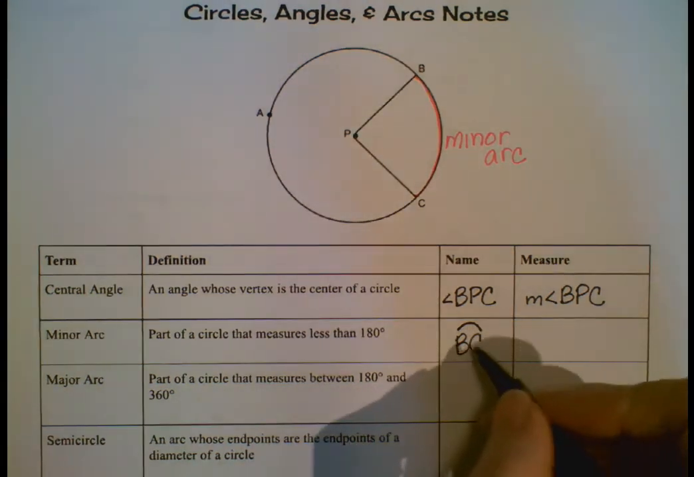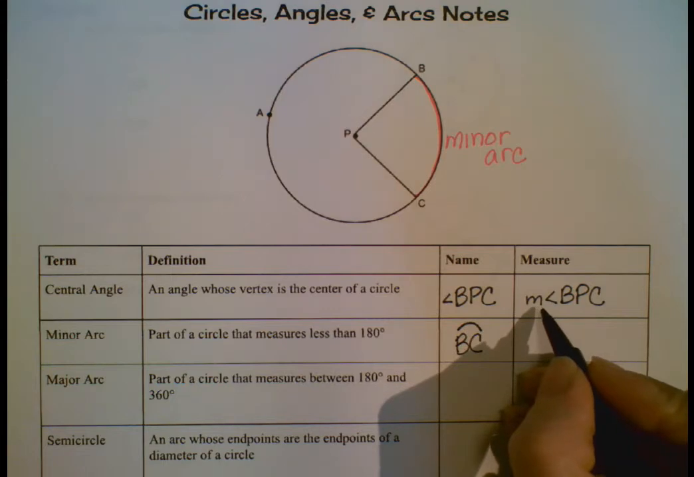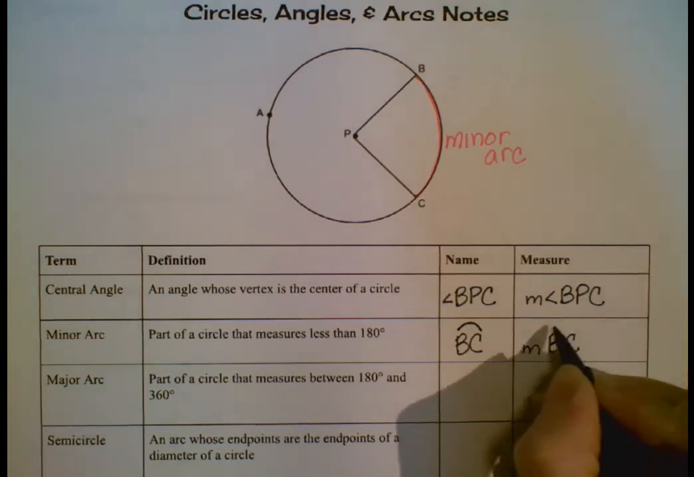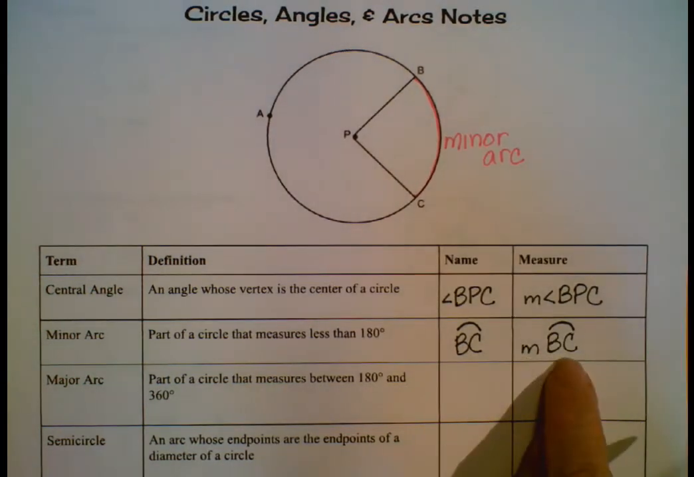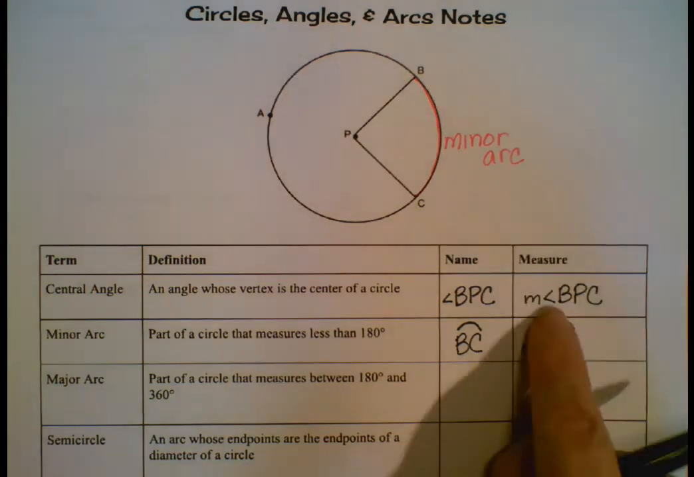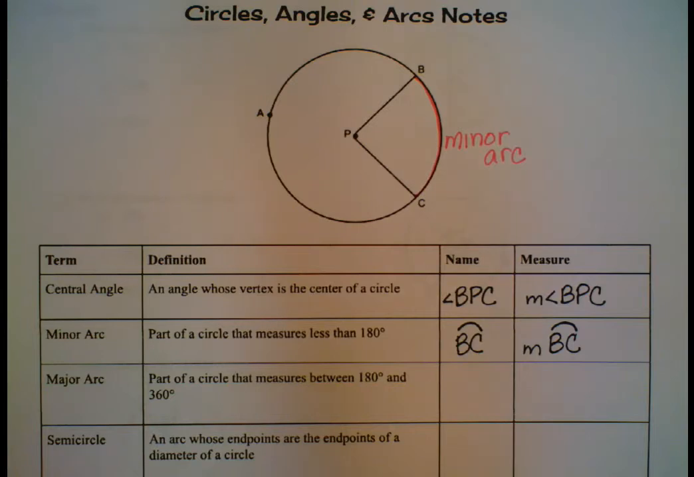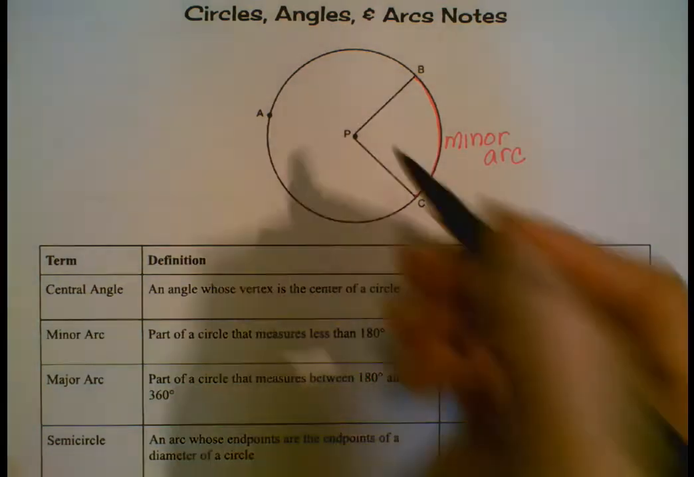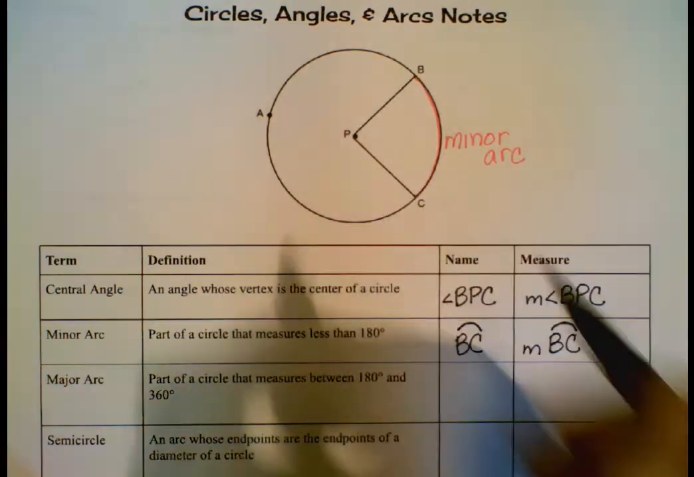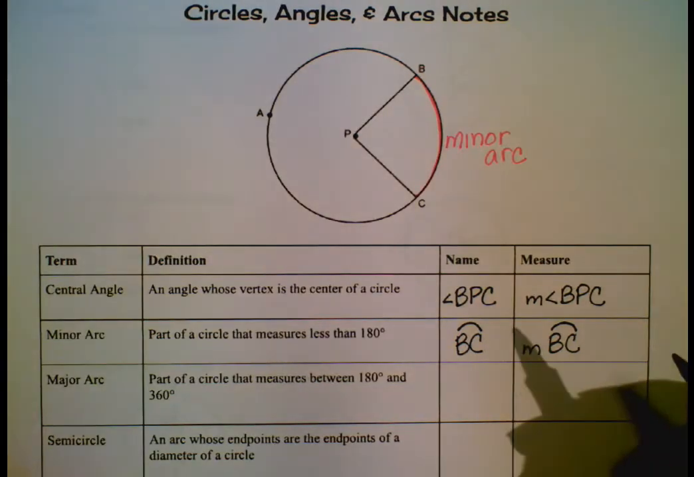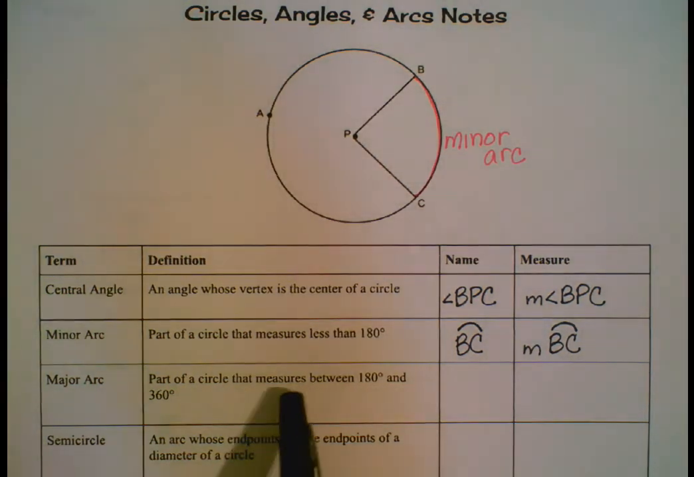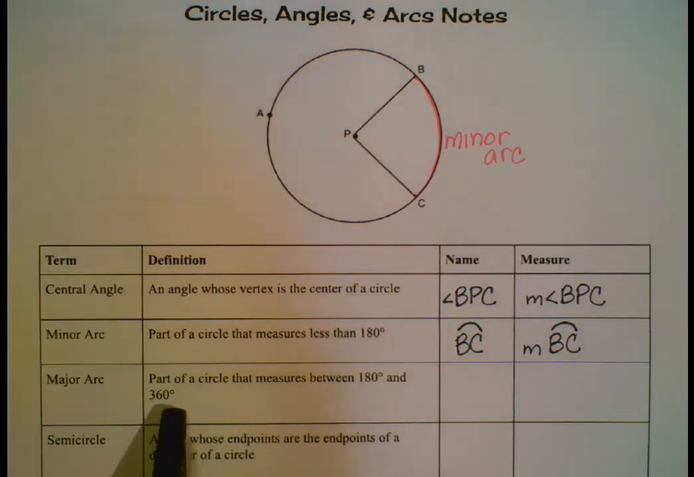When we talk about the measure of an arc, it's the same type of notation that we use for an angle. We put a little m in front of it. So the measure of arc BC would be little m and then the name. Now one thing to note, the measure of an arc and the measure of the central angle are going to be equal to each other. So in this case, the measure of this angle BPC is the measure of that arc BC. All right, let's look at a major arc, a part of a circle that measures between 180 degrees and 360 degrees.